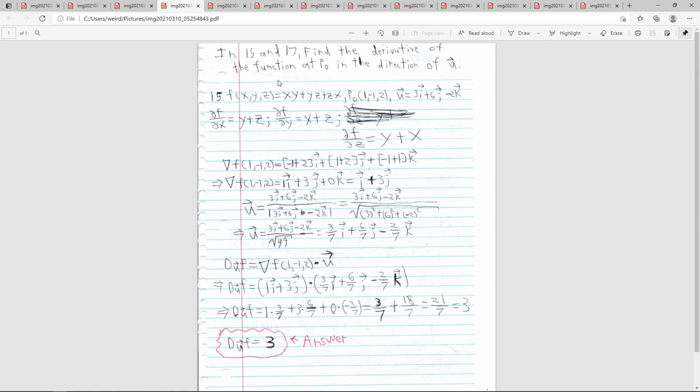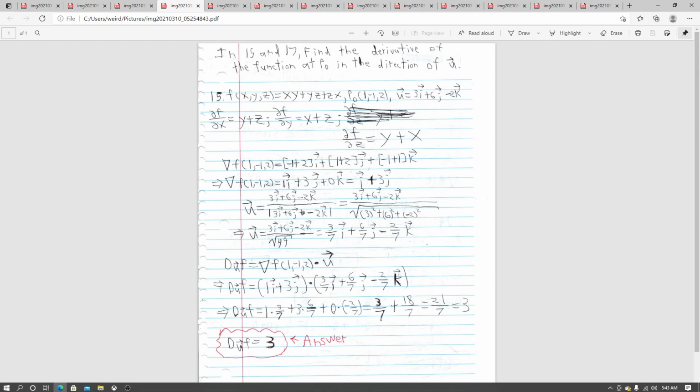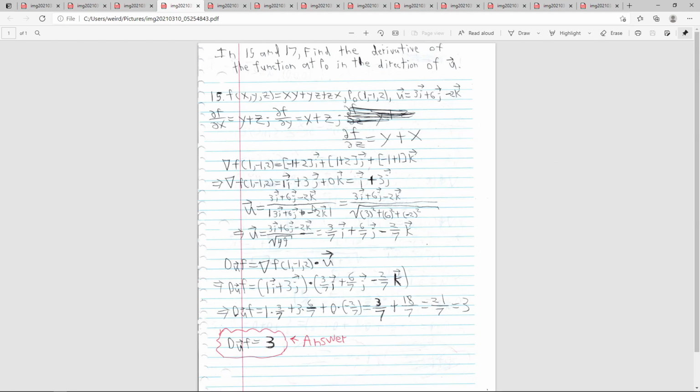You have the function xy plus yz plus zx, p0 is (1, negative 1, 2), and 3i plus 6j minus 2k is the direction. It's given as u. You could use a different letter; normally this would be v or something else, and u would be the unit vector. So you solve the gradient.